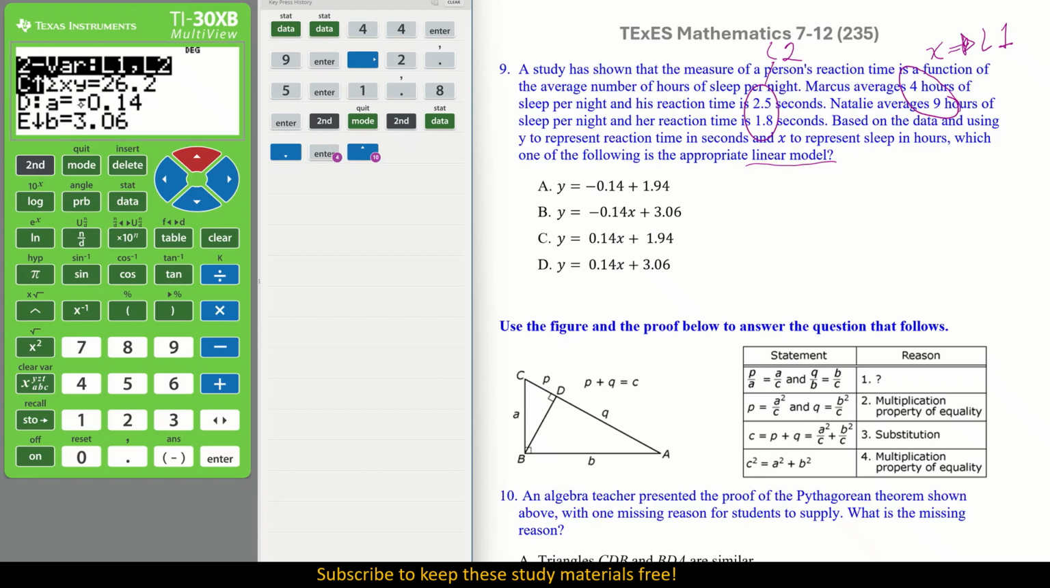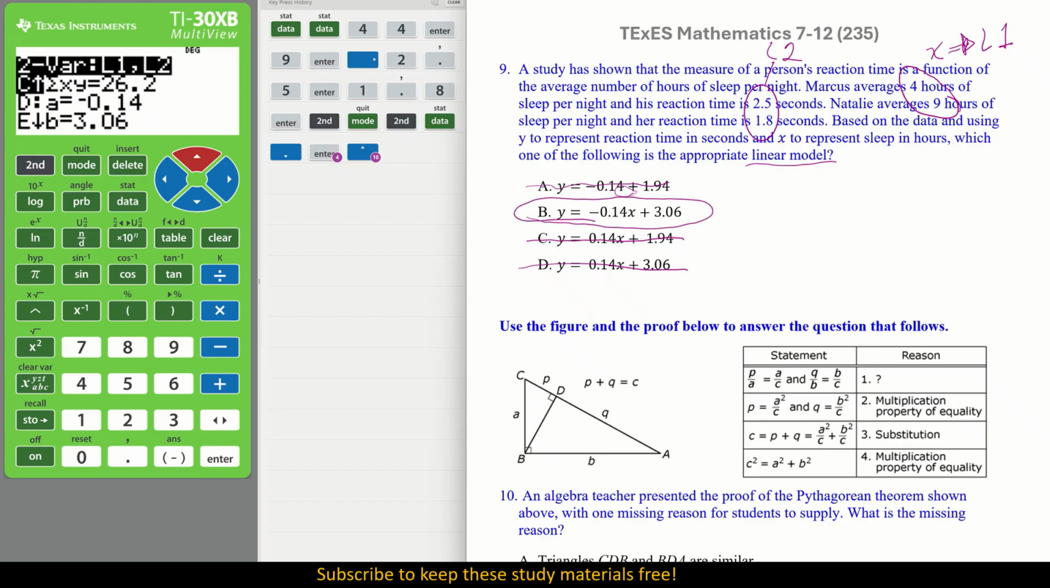Okay, so A is a negative, which A is our slope. Remember, A is our M value, which is our slope, which is a negative 0.114. So we need that to be negative. Well, automatically C and D are out. Okay. And let's look at A and B. A is missing a very vital component. It is missing the X. So A's out. So negative 0.114X plus, now let's go to our B value. It is correct at 3.06. So yes, option B is exactly what we need.